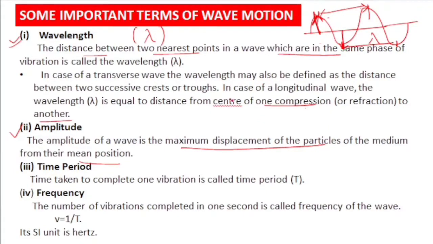These are called amplitude. Time period: the time taken to complete one vibration is called time period, denoted by capital T. And frequency is the number of vibrations completed in 1 second. This is called frequency, 1 by T, and its SI unit is Hertz.